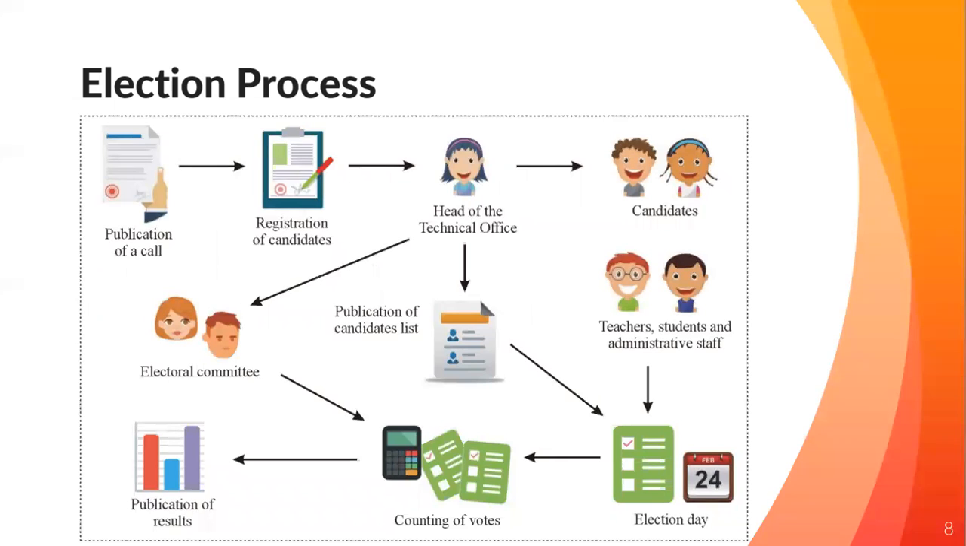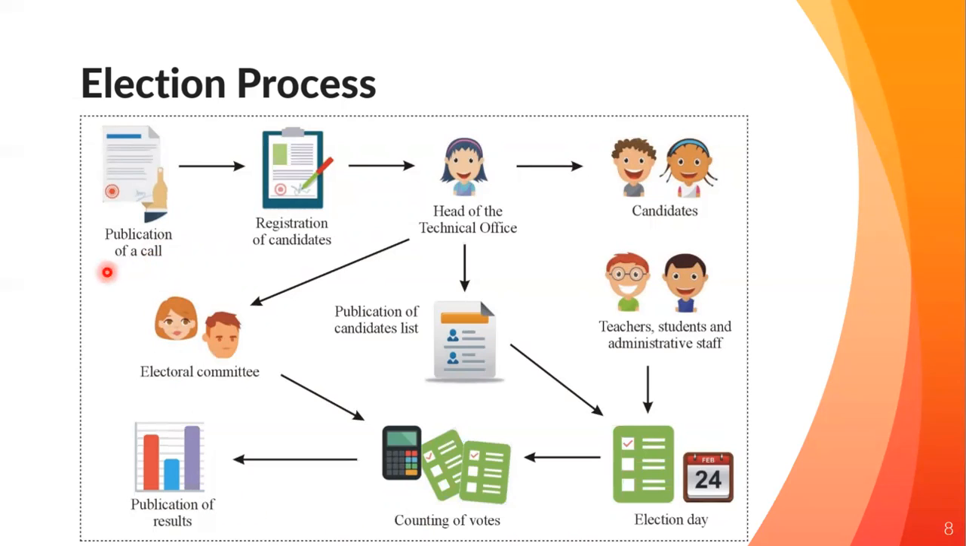This figure shows the complete process graphically, with each of the stages for the election of representatives of teachers, students, and administrative staff that belong to the collegiate bodies of our university. The people involved are also illustrated in each of the stages.